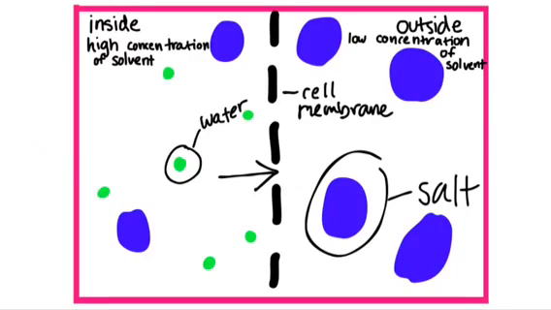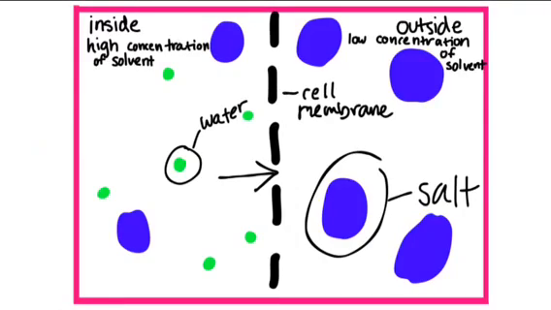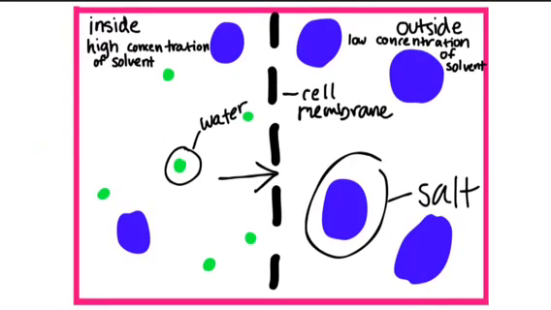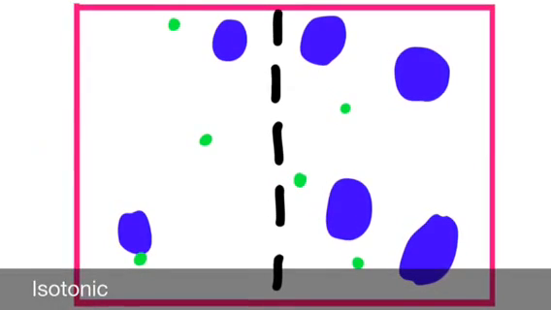The inside has high concentration, while the outside has low concentration. The water is going to go through the cell membrane from an area of high concentration to an area of low concentration. The water goes outside of the cell until the inside is isotonic, then the cell will shrink.